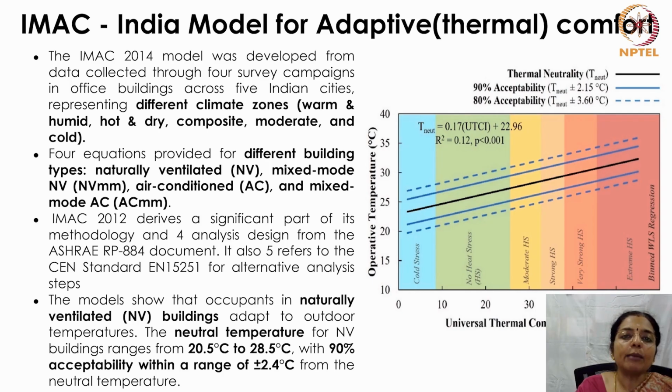The IMAC models are also compared with ASHRAE 55 and EN 15251 adaptive models. The models show that the occupants in naturally ventilated buildings adapt to outdoor temperatures. The neutral temperature for naturally ventilated buildings ranges from 20.5 to 28.5 degrees centigrade with 90% acceptability within a range of plus or minus 2.4 degrees centigrade from the neutral temperature.